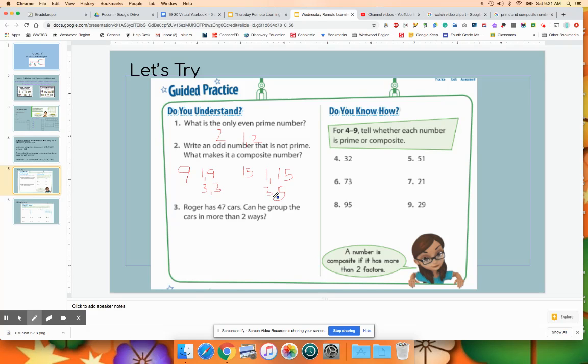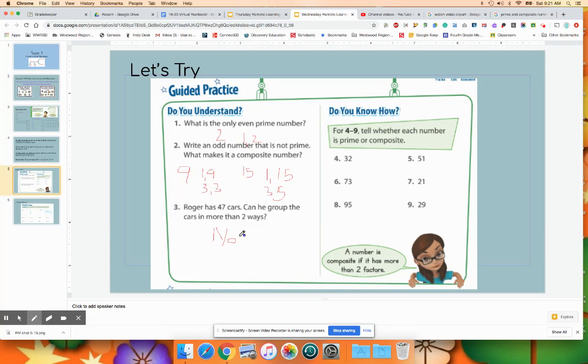So 36 plus 3 is 39. 39 plus 3 gets me to 42. 42 plus 3 gets me to 45. 45 plus 3 gets me to 48. So 3 is not a factor. So actually 47 is a prime number. So no, Roger cannot group them in more than 2 ways.